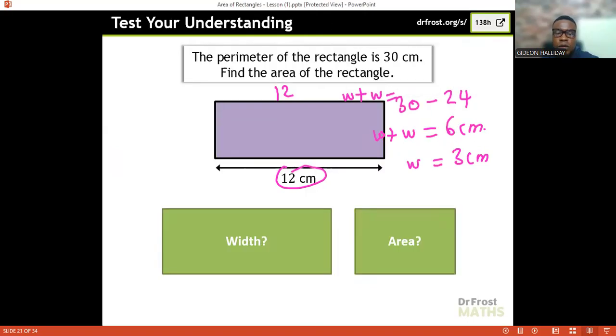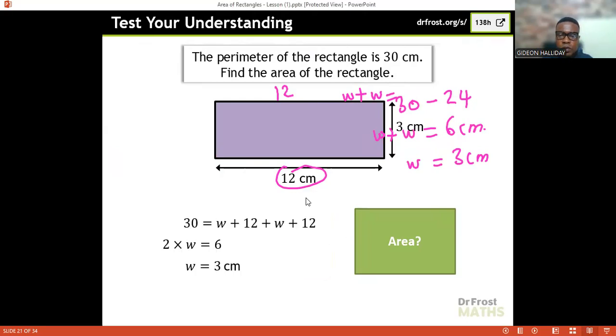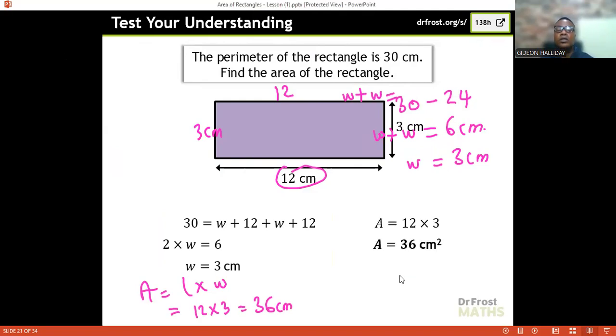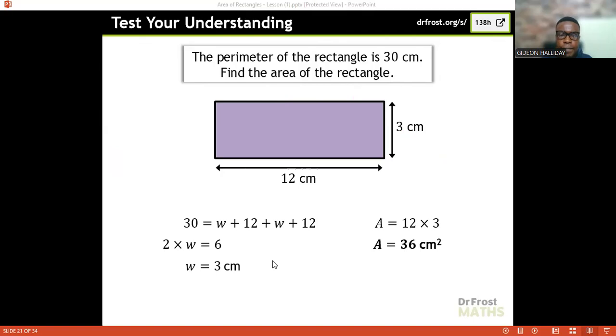Oh, sorry about that. So the width has to be 3 centimeters. So with that, we can find the area. If the width is 3, then our area would be length times width, and that's 12 times 3, and that's 36 centimeters squared. All right, good job. We're doing good.